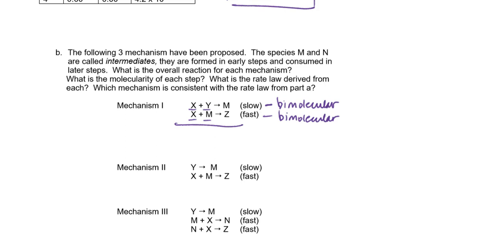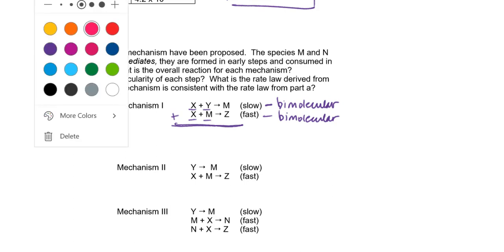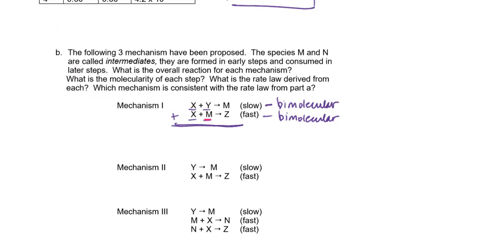Now, intermediates are formed during the mechanism itself, but they're consumed within the mechanism so that they don't appear on the reactant side of the overall equation or on the product side. Basically, they should cancel if I add the elementary steps together vertically. So if you mentally imagine me adding these chemical equations together, you'll notice species M appears twice, once on the reactant side and once on the product side of the elementary reactions. And so that particular species would cancel because M would be an intermediate.